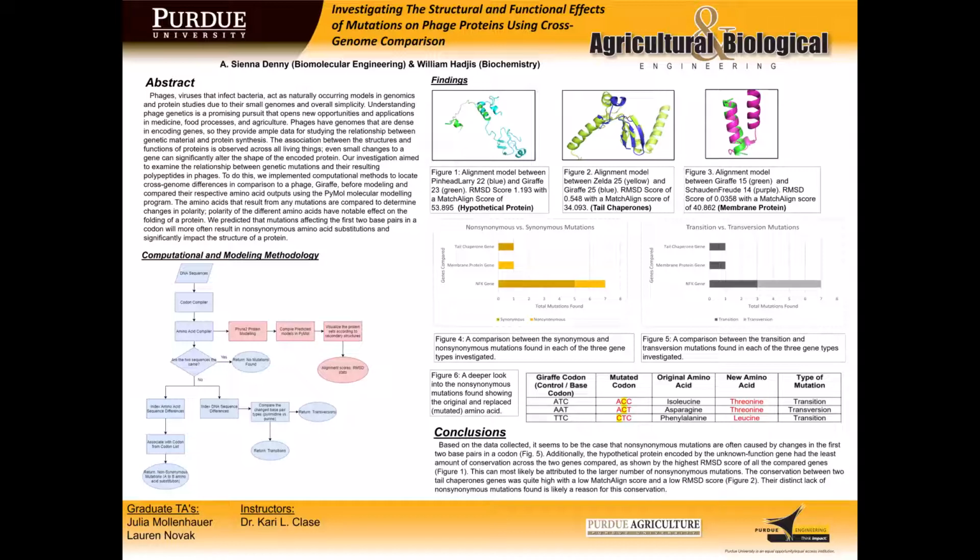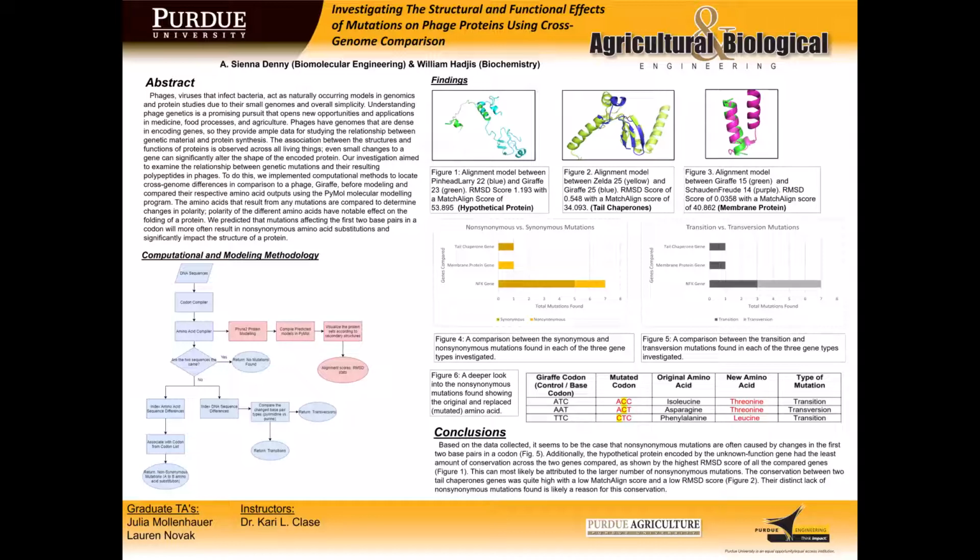Phages, viruses that infect bacteria, act as naturally occurring models in genomics and protein studies due to their small genomes and overall simplicity. Phages have genomes that are dense in encoding genes, so they provide ample data for studying the relationship between genetic material and protein synthesis. Our investigation aimed to examine the relationship between genetic mutations and the resulting polypeptides in phages.